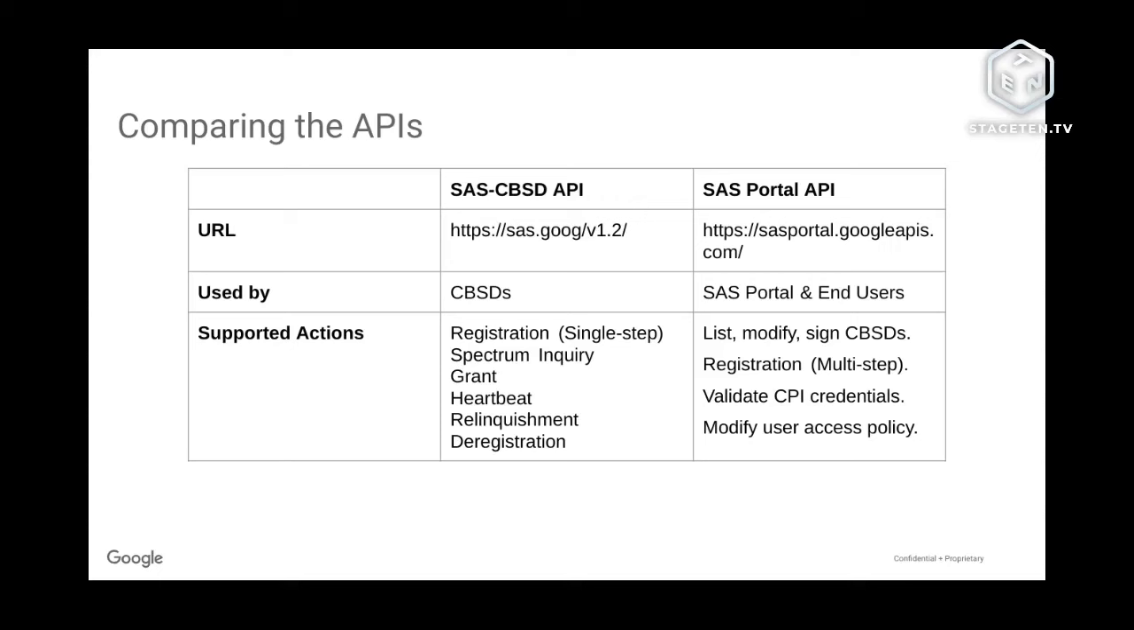Multi-step registration is when you enter most of your device parameters in the SAS portal: things like the antenna height, antenna azimuth, beam width, antenna gain, location, and what category the device is. You can enter all that information in the SAS portal, and then your device only has to send the user ID, serial number, and FCC ID in the registration request.